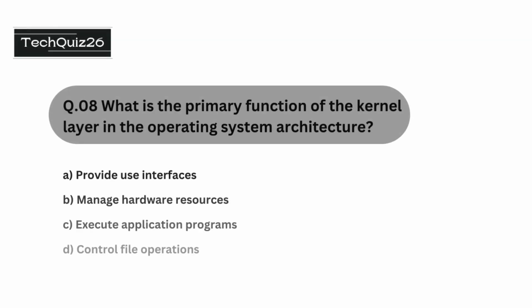Question number 8 is, what is the primary function of the layer in the operating system architecture? The options are provide user interfaces, manage hardware resources, execute application programs, control file operations. The correct option is manage hardware resources.